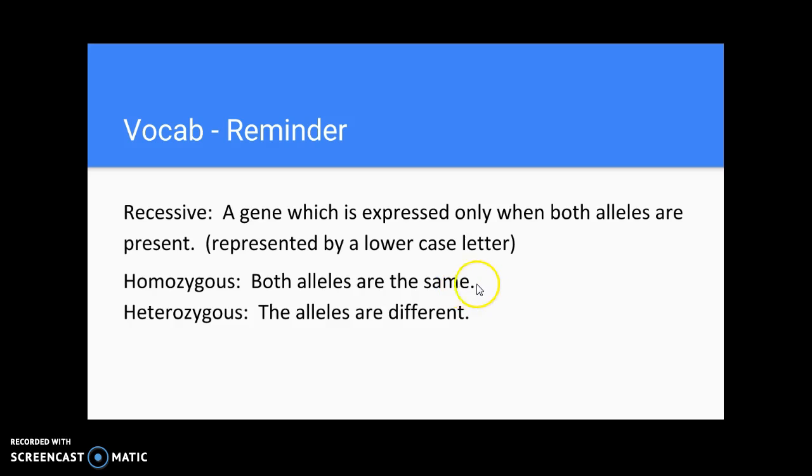A homozygous genotype, we recognize this prefix, homo meaning same. Both alleles are the same. That's the two big letters or the two little letters. The heterozygous genotype, hetero meaning different, is when the alleles are different, the big and little letter together in combination. Make sure you've written down this vocabulary.